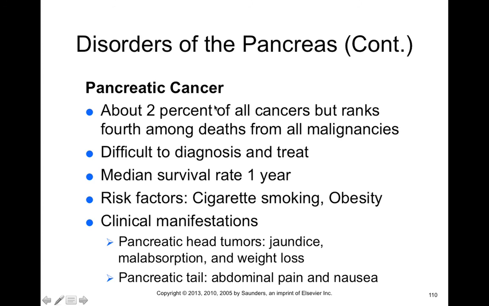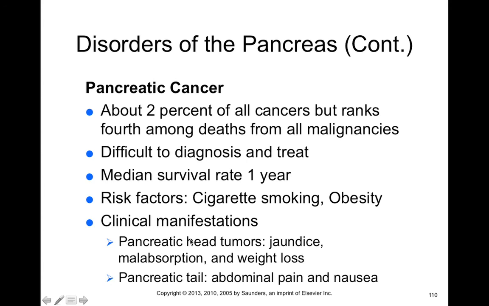Now, pancreatic cancer only accounts for about 2% of all cancers, but ranks 4th amongst cancer deaths from malignancies. So it's a very fatal form of cancer. For one, it's difficult to diagnose and treat, and the median survival rate after diagnosis is only 1 year. Some of the risk factors for pancreatic cancer, though, include cigarette smoking and obesity, and the clinical manifestations of pancreatic cancer depend on where the cancer is located.